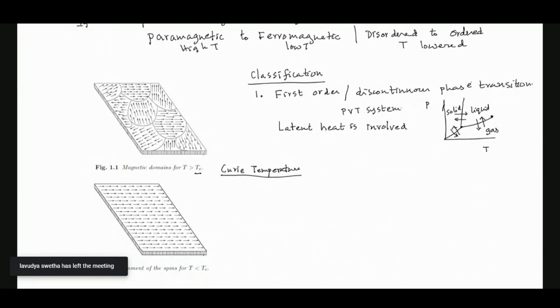Latent heat is involved, and further you can see that a part of the system is converted into the other phase. For example, when you take freezing of water into ice, you can see some part of the water is converted into ice, some other part is yet to be converted. As you give more and more heat, the whole water is converted into ice. So this kind of latent heat is very important.